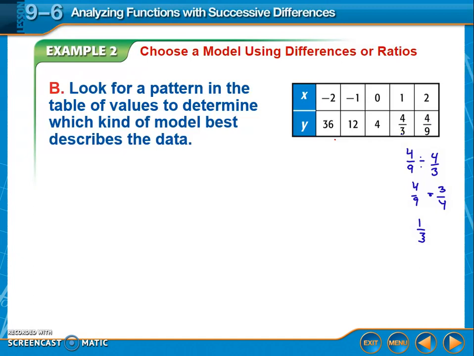Okay, so I want to see if this is the same. So 4 over 3 divided by 4. So that's 4 over 3 times 1/4. So I get 1/3 again. 4 divided by 12 reduces to 1/3. And 12 over 36 is also 1/3. So each time you can multiply each of these by 1/3 to get the next number. So that makes it exponential.